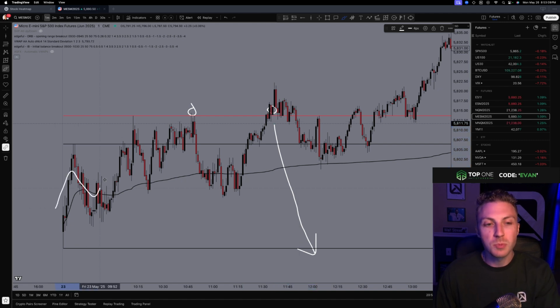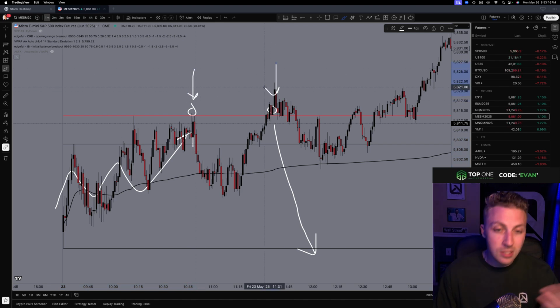So if you weren't looking for the longs back here, I could understand it because you're trading into a VWAP. But once you break the initial balance once and twice, I'd say the longs would have to be on your radar because of all those stats we just said.